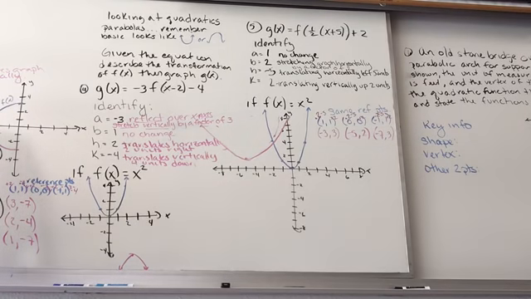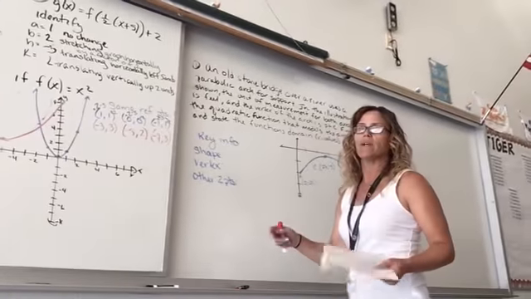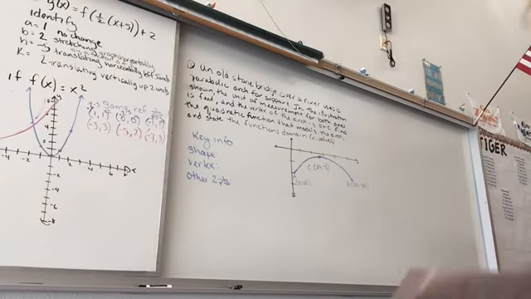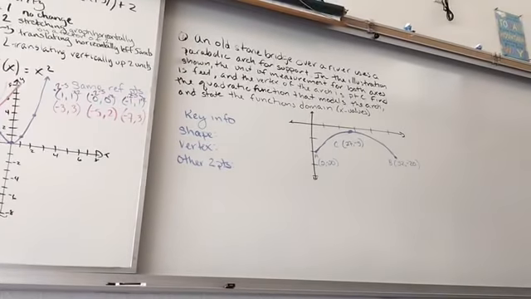Now, we have one more that we're going to look at. It's a word problem, and I know you guys all love word problems, but I promise it's pretty painless. There are key points here. Let's move our swivel over just a little so it makes a little more sense. We have an old stone bridge over a river.